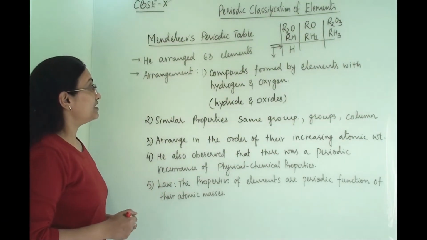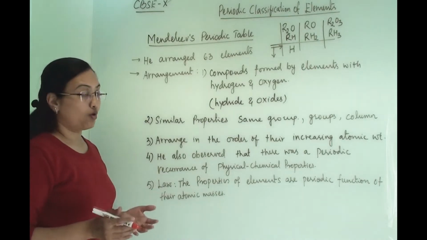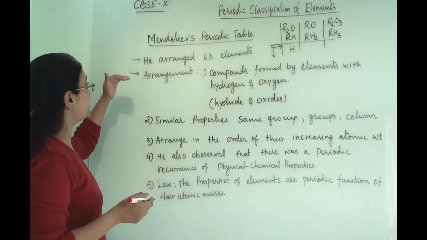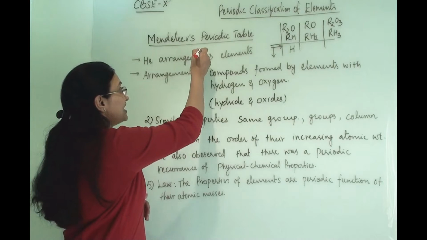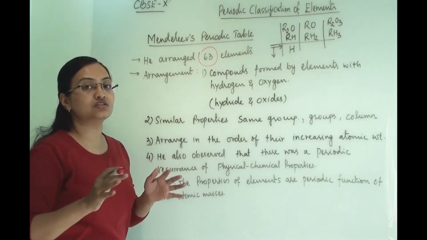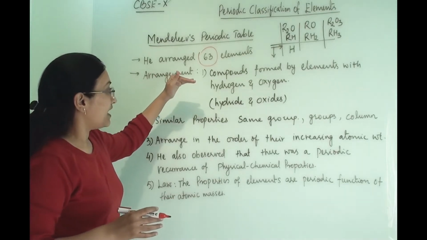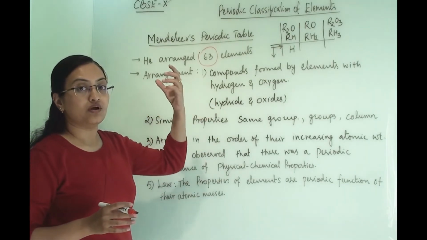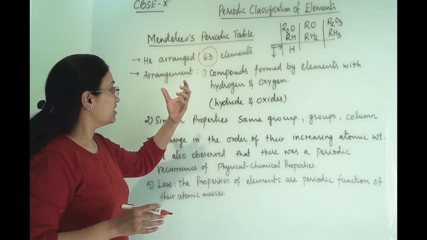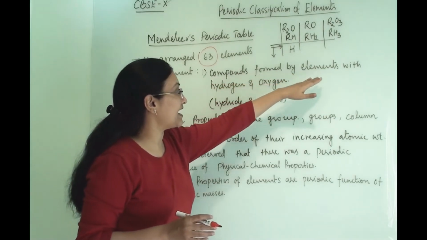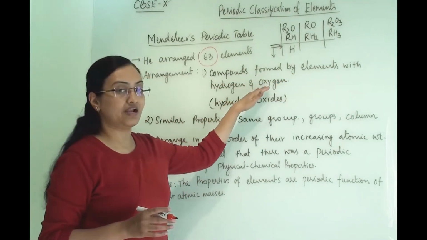So Mendeleev's periodic table or periodic law, whatever he designed, he arranged 63 elements. At that time 63 elements were known and he arranged them according to their properties. And as a base, what he took was the compounds formed by elements with hydrogen and oxygen.